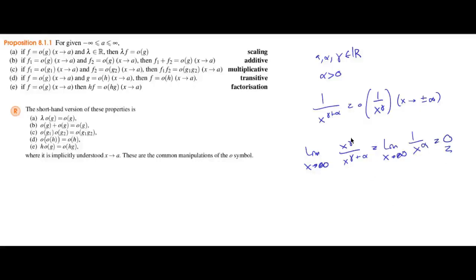Okay? So again, in other words, this means that 1 over x squared, for instance, is small o of 1 over x when x goes to plus or minus infinity, right? Because that means that 1 over x squared goes to 0 much faster than 1 over x, and so forth: 1 over x to the 4th is small o of 1 over x, and so forth. Okay, let's see some more examples.